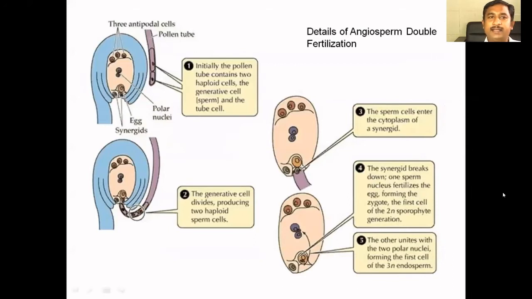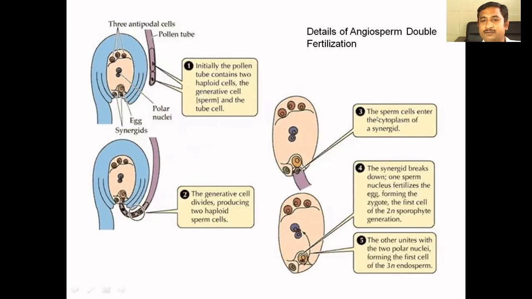Here you can see there are 3 antipodal cells at this side. There are 2 synergids here. There is 1 egg cell, and there is a polar nuclei. And at the really initial stage, the pollen tube that comes here has only 2 haploid cells. One is the generative cell, and the other is the tube cell. So this generative cell divides, the upper one divides and it becomes 2, that produce the haploid sperm cells.